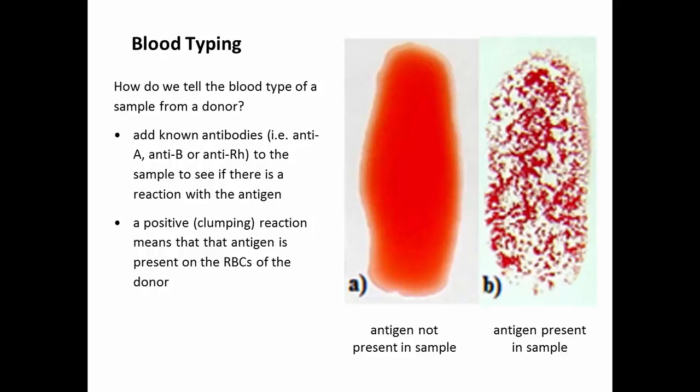So for example, in this sample right here, let's say that we took that sample and we added anti-A, and we saw that there was no clumping reaction. Now we know that antigen A is not there, and that person cannot be a blood type with an A in it. However, let's say in this case we added anti-B and we see a reaction, now we know that B must be present. So that person must be blood type B. It can't be AB because there was no reaction to A. We can do the same thing by adding anti-Rh to find out if they are Rh positive or Rh negative.